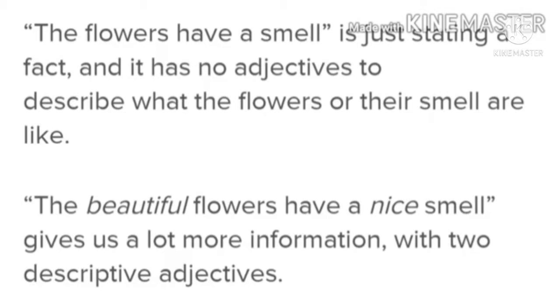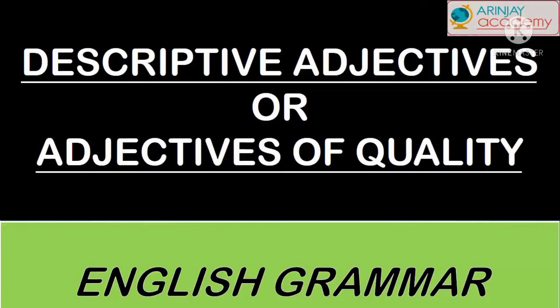Now let us look at this example. The beautiful flowers have a nice smell. Here we are getting more information about the flowers and the smell, which is beautiful and nice. These are explaining the qualities of the smell and the flowers, so it is called a descriptive adjective. Descriptive adjectives are also called adjectives of quality. Adjectives of quality or descriptive adjectives, both are the same.